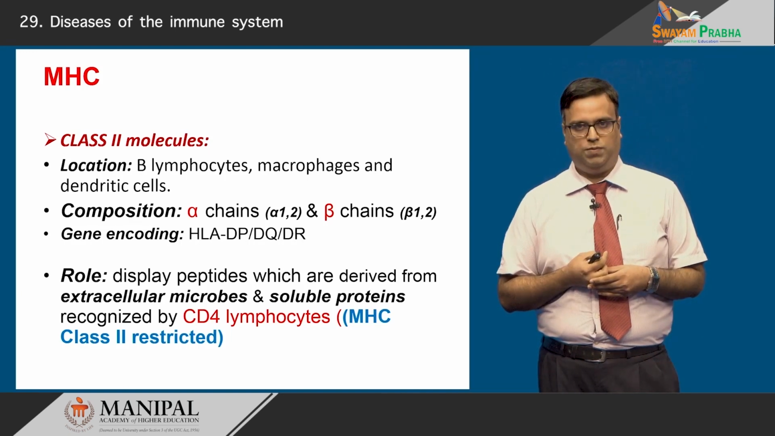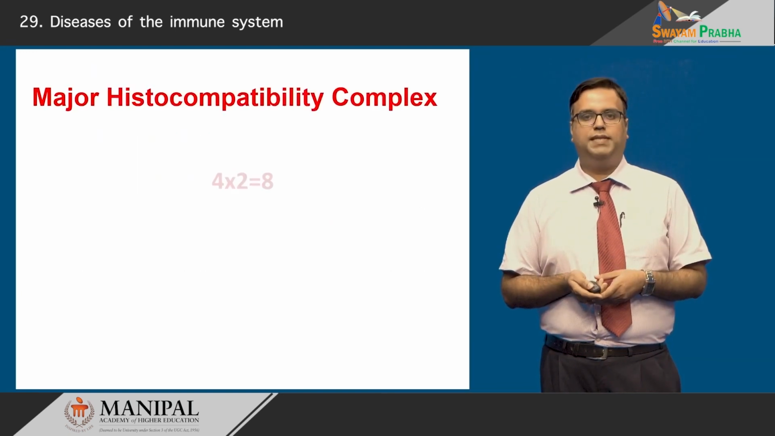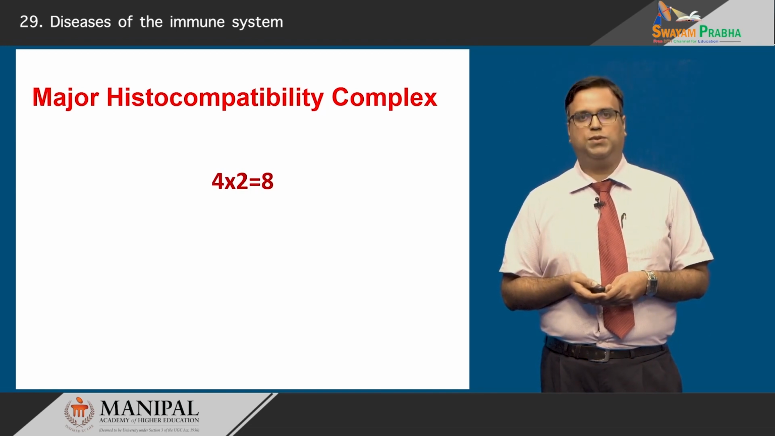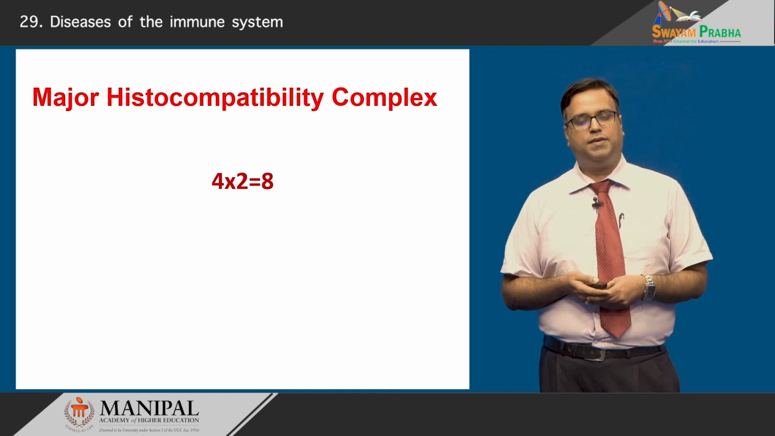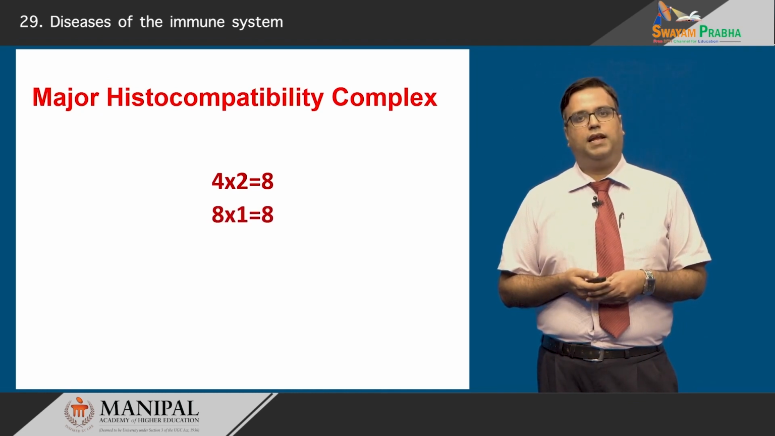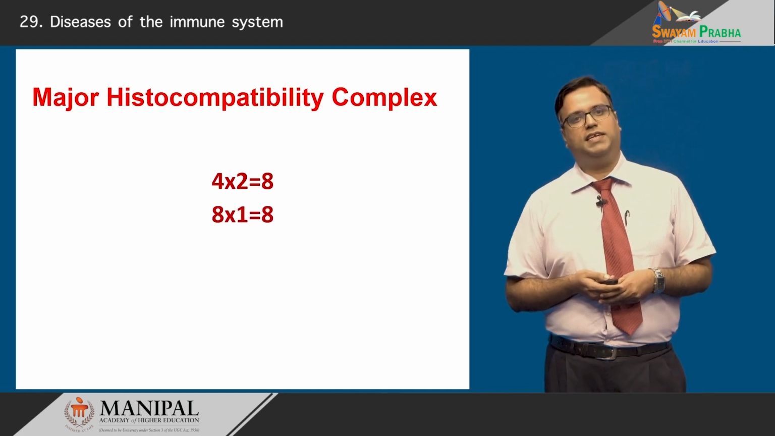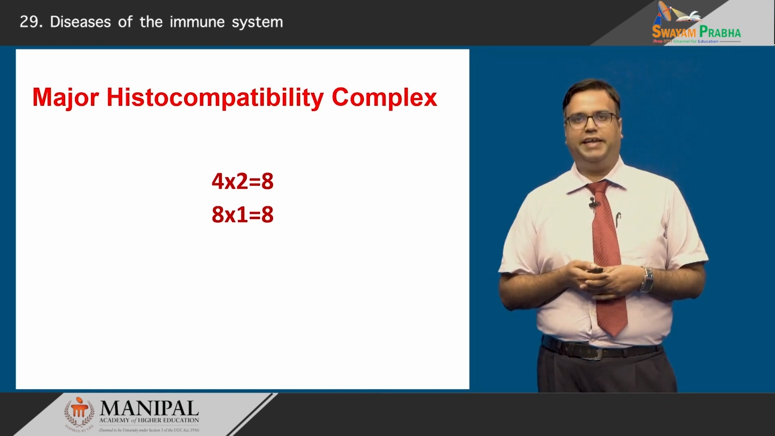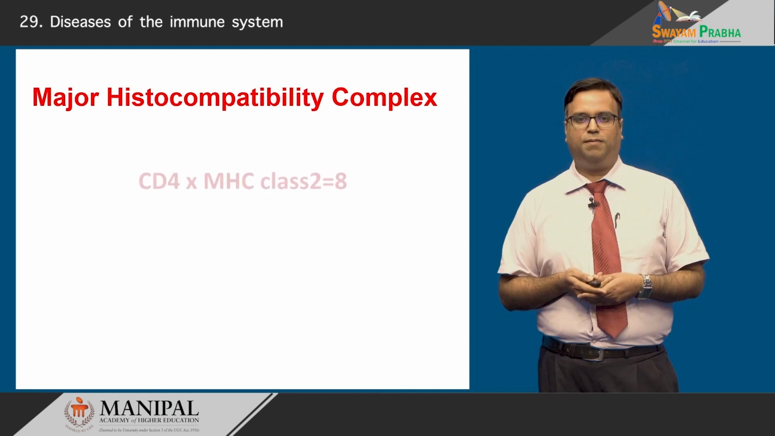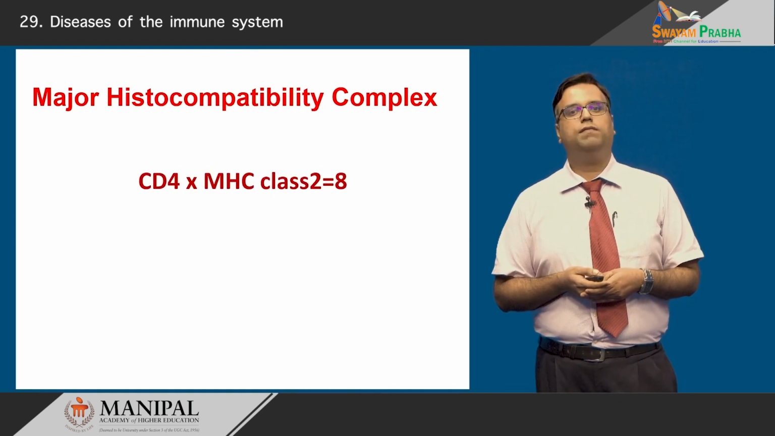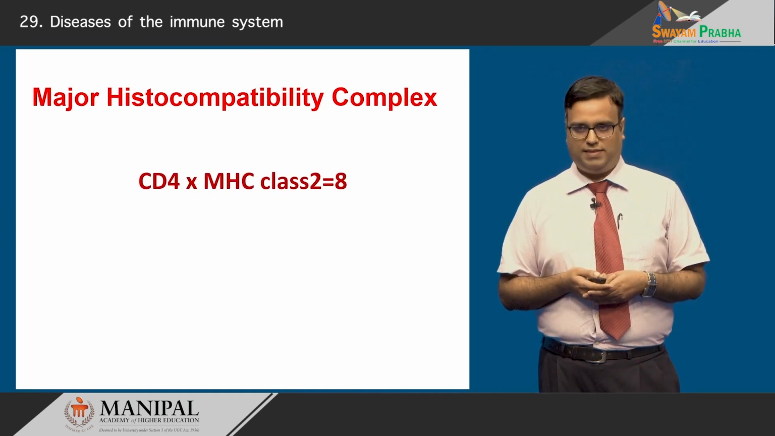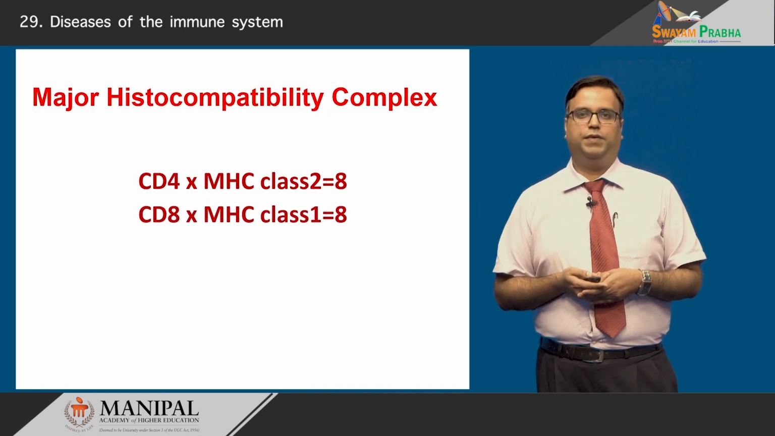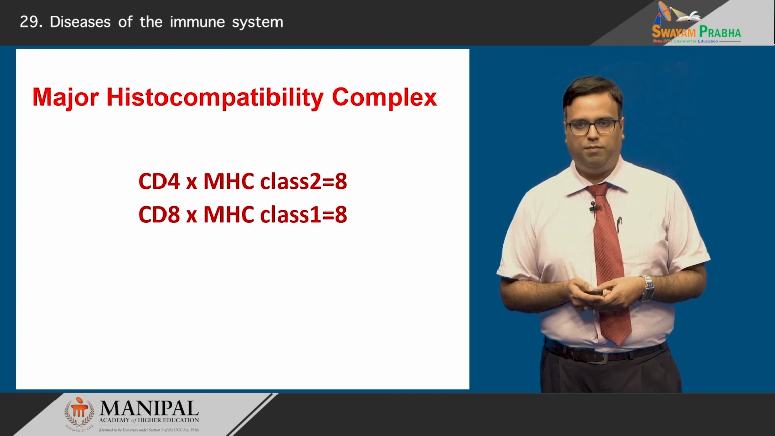So, just to reinforce, MHC molecules are important. MHC class 2 restriction is associated with CD4 lymphocytes, and MHC class 1 restriction is associated with CD8 lymphocytes. A simple algorithm is 4 into 2 is 8 and 8 into 1 is 8, meaning CD4 molecules along with MHC class 2 is 8, whereas CD8 lymphocytes recognize with the help of MHC class 1 molecule.